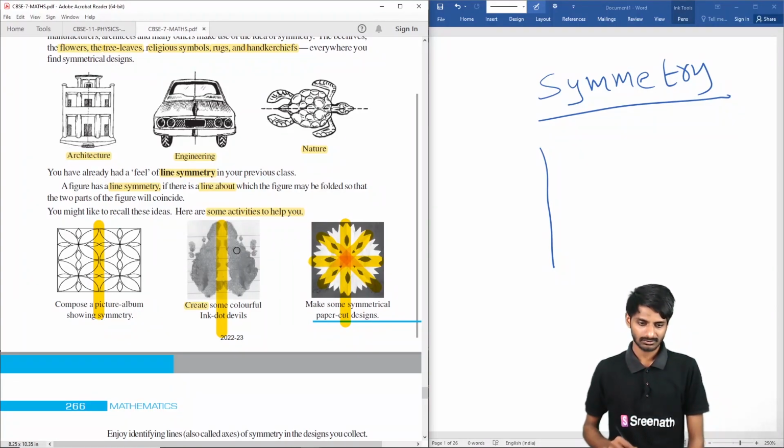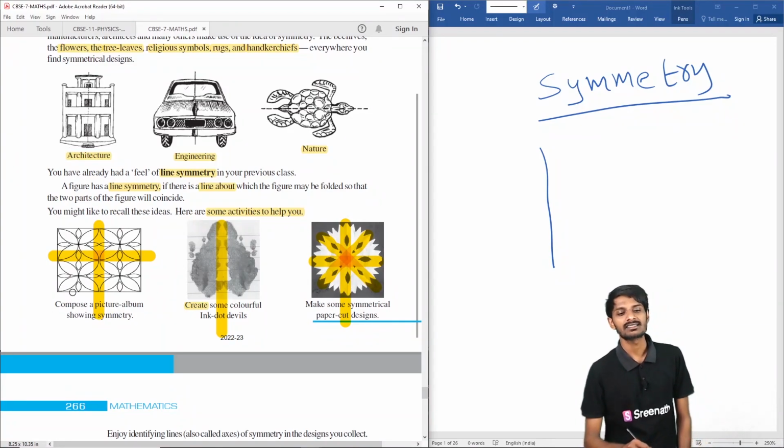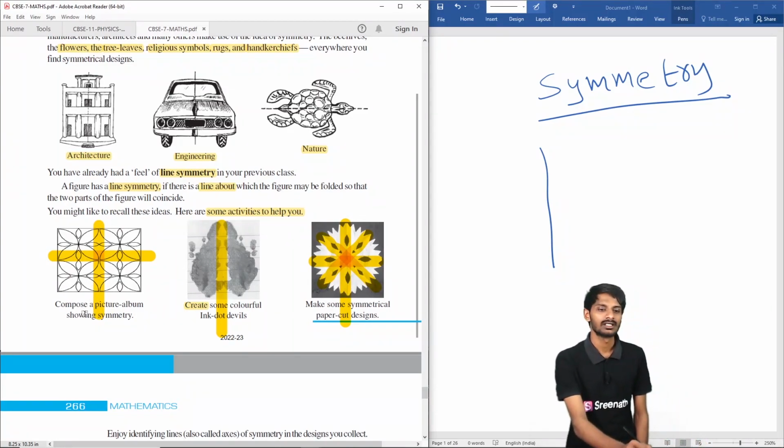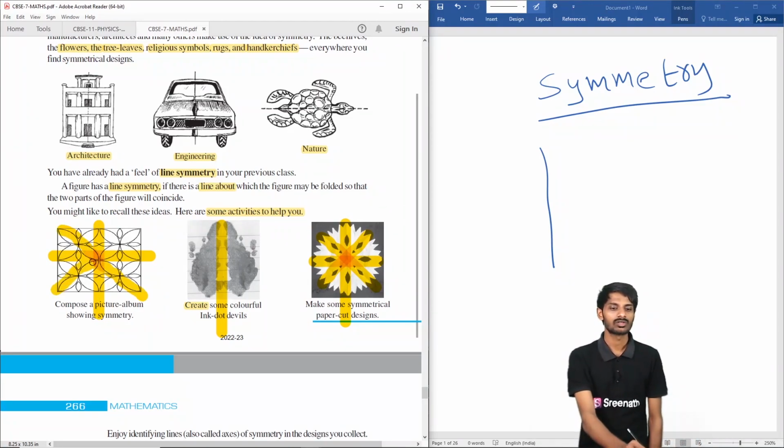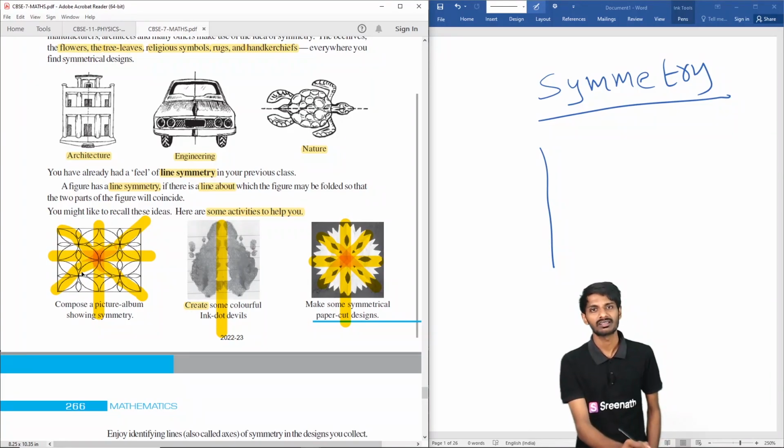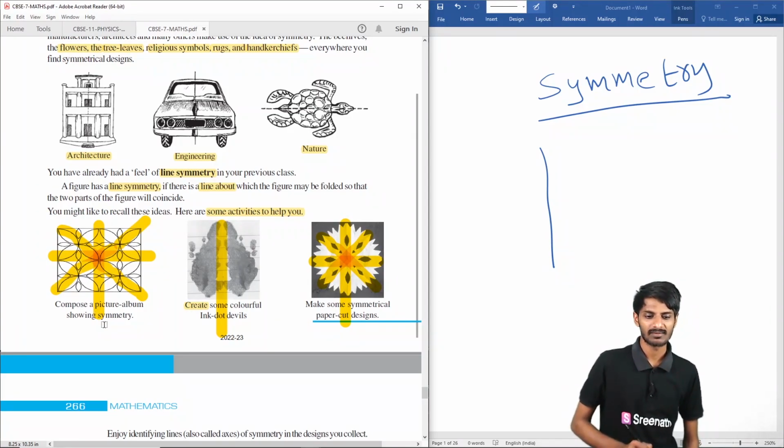Okay, students, if you see here also, it is having vertical symmetry and horizontal symmetry, students. If you see how beautiful it looks, it is also having symmetry around this diagonal, so it is having the symmetry. How beautiful that picture is.